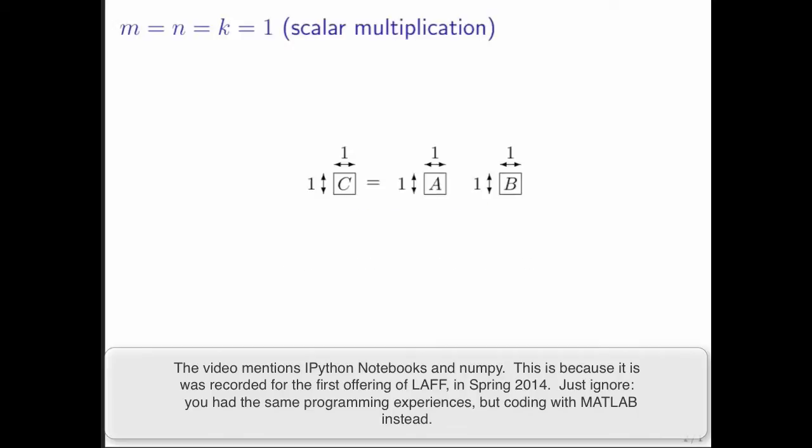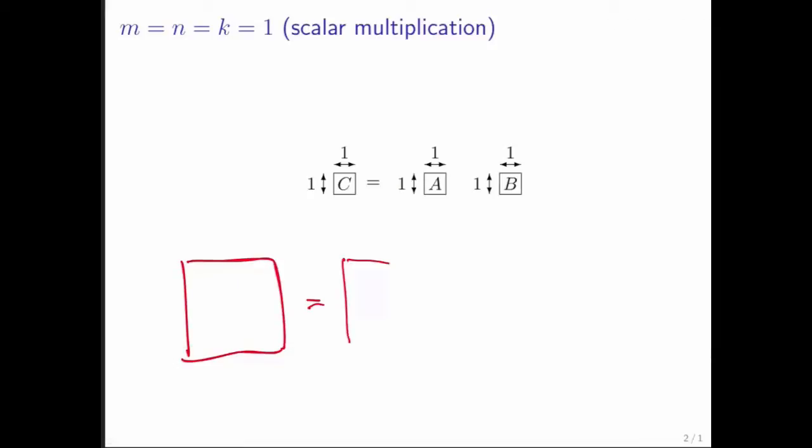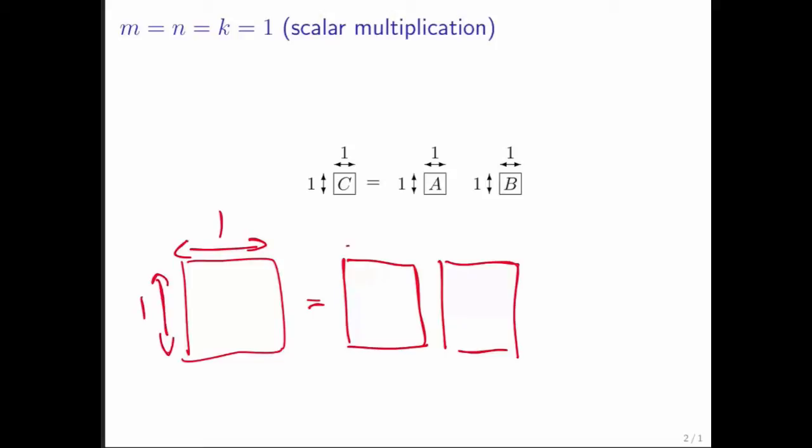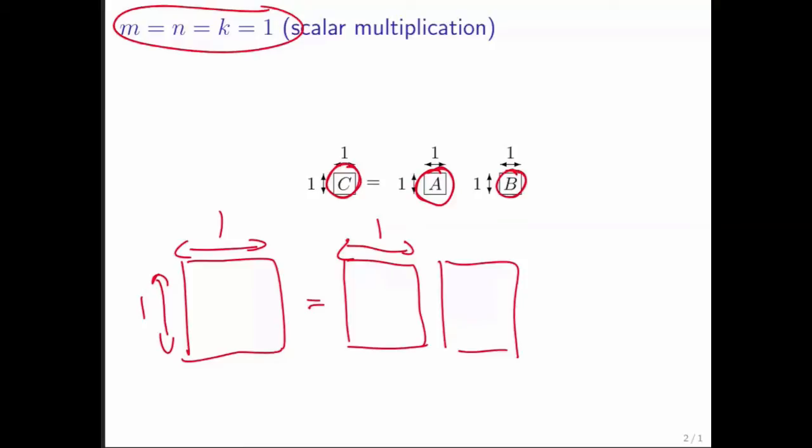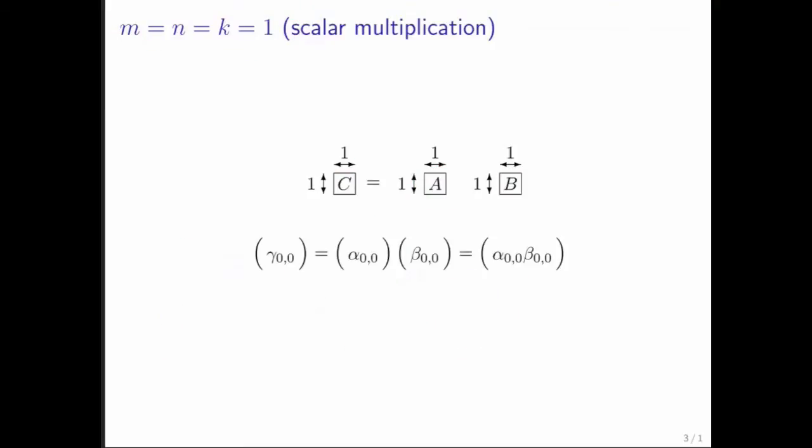Let's have a look. Remember that we're always looking at a matrix-matrix multiply that looks like this. Now, what if we take this size to be 1, and this size to be 1, and this inner dimension to be 1? That's the case where m is equal to n is equal to k is equal to 1. What you end up with is a 1-by-1 matrix being computed by multiplying a 1-by-1 matrix times a 1-by-1 matrix. But what is that? Well, that's just a scalar times a scalar by our definition of matrix-matrix multiply.